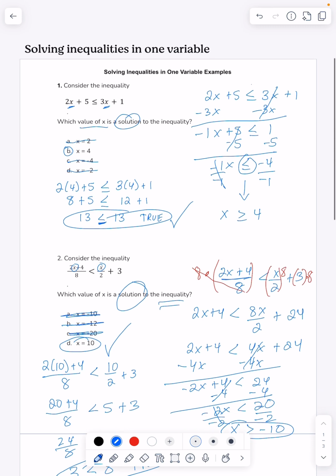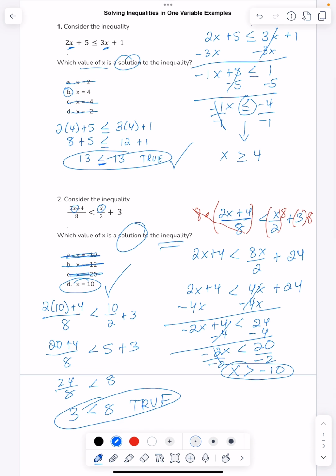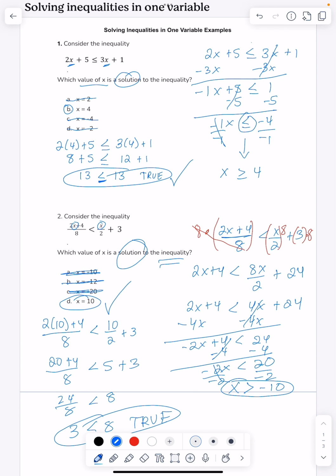Hope that helps. Do expect something like this on a test. And there's different ways that they could ask this question. This is just another way.